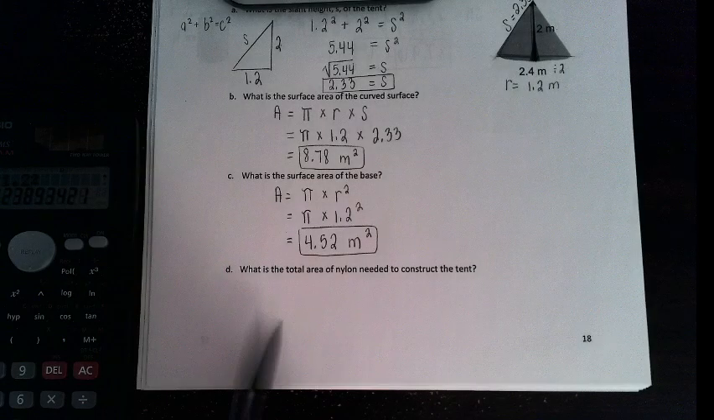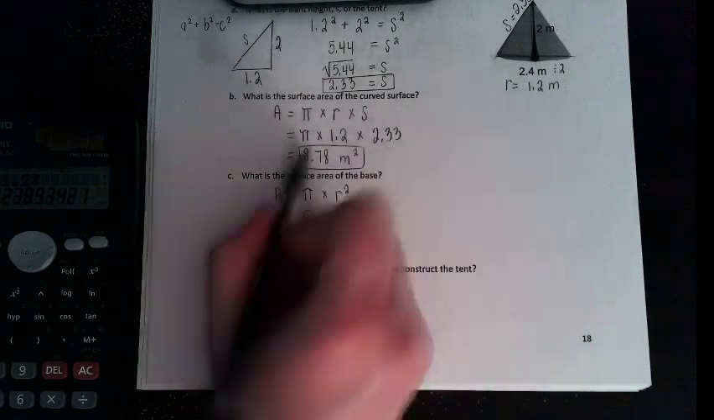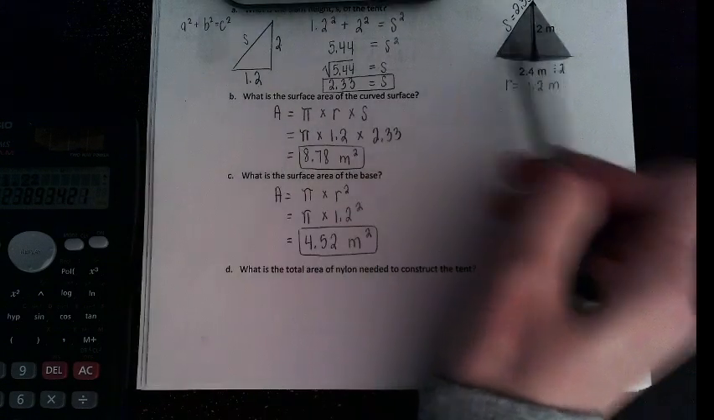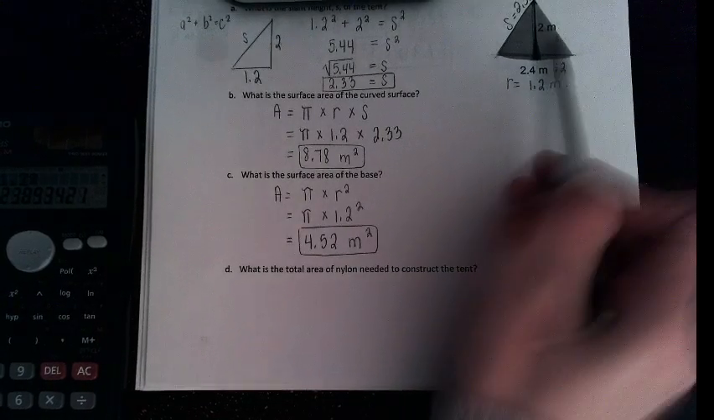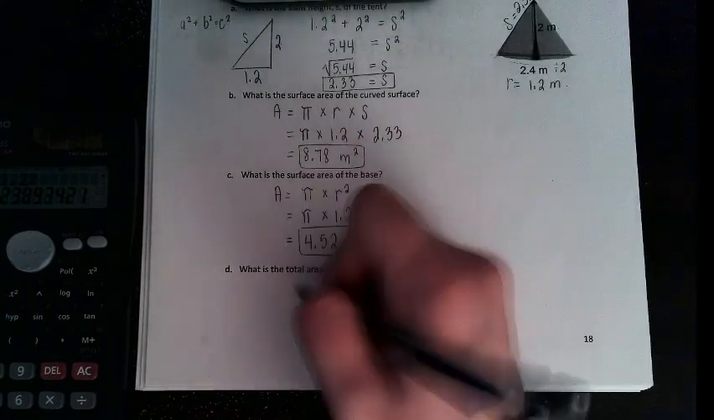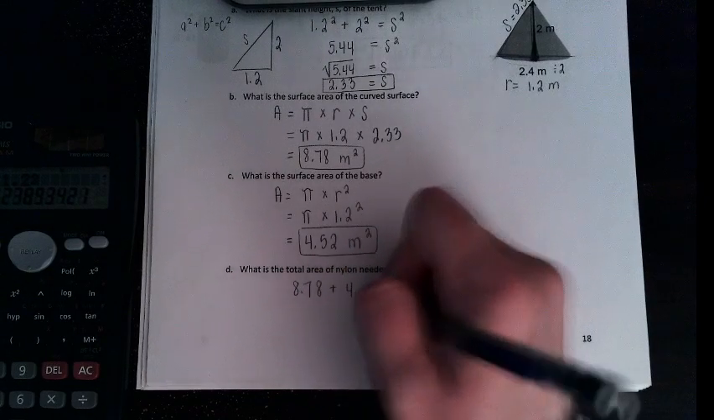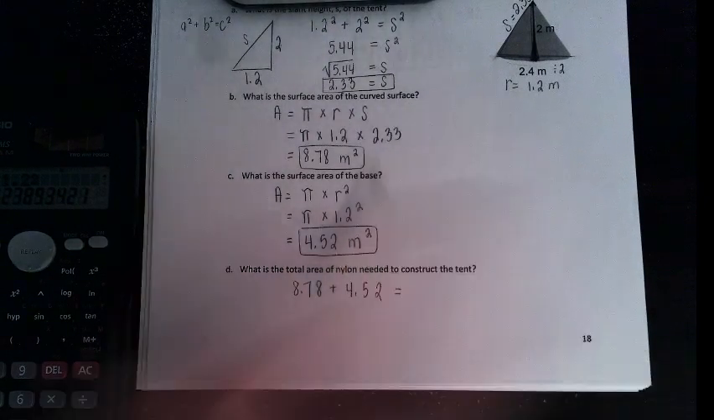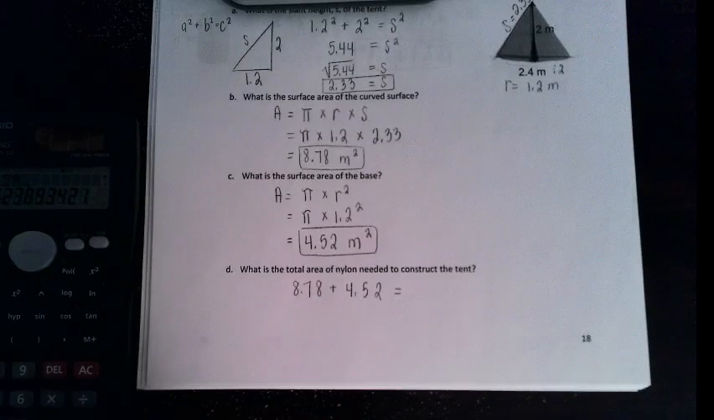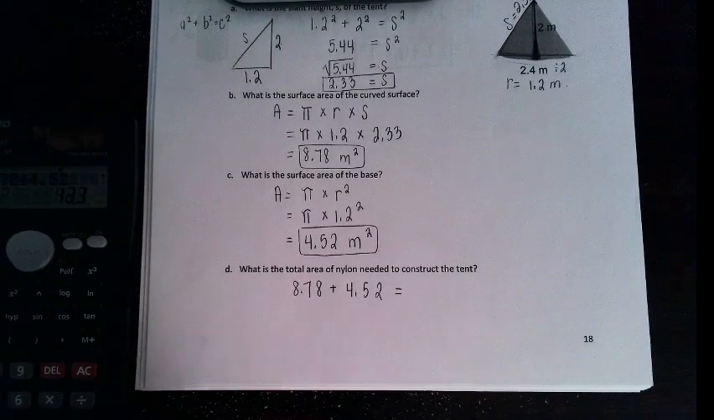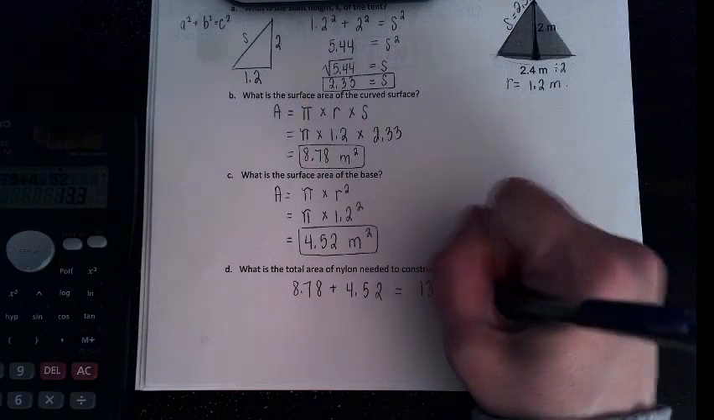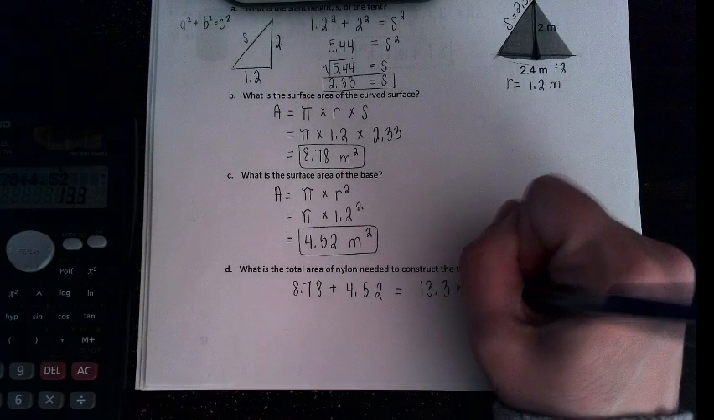And then the last one is just asking you the total. So we have the area of the curved surface and then the area of the bottom. I'm just going to add those together to get the total, which is 13.3 meters squared.